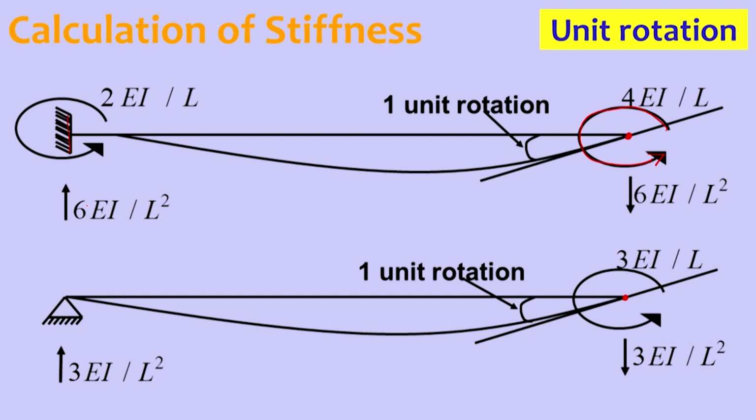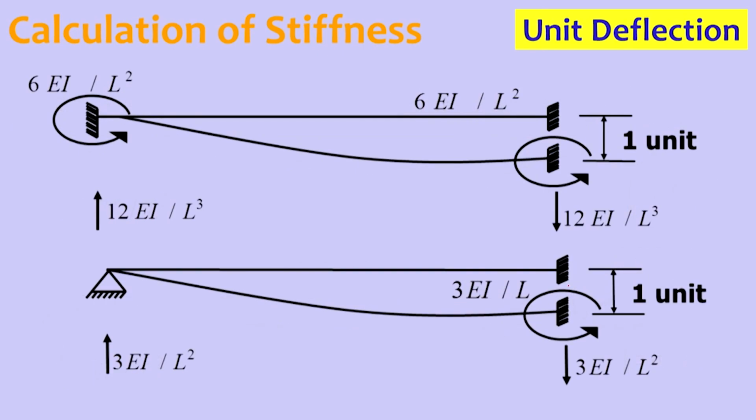When it comes to the hinged case, where the far end is hinged, we are giving 3EI/L. As the far end is hinged, there will not be any moment at the hinge location, so the total unbalanced moment is 3EI/L, and the couple that forms with that is 3EI/L². So 3EI/L² downward on the right end and 3EI/L² upward on the left end. This is the calculation of the stiffness coefficients when 1 unit rotation is given to one end of the member.